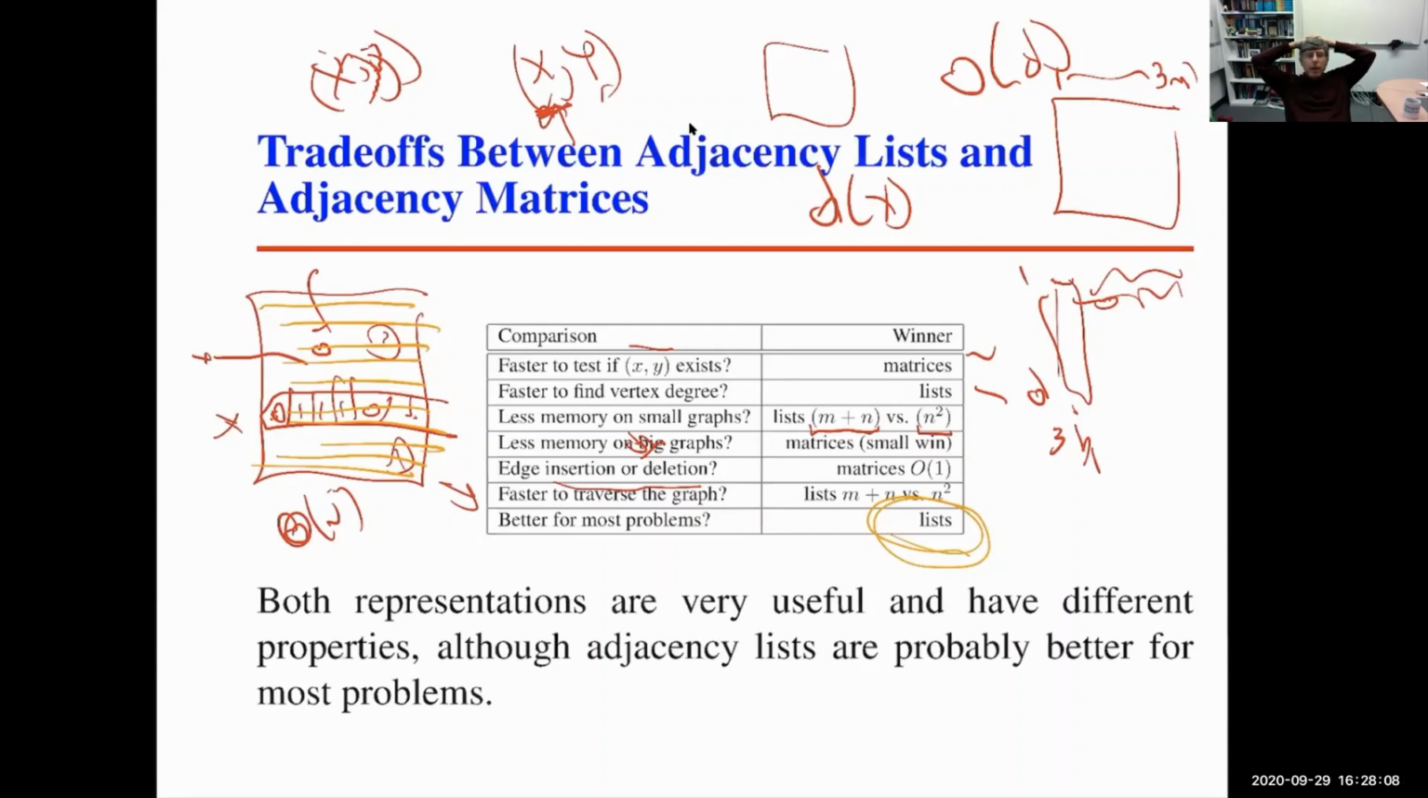Any questions about adjacency matrices or adjacency lists? Any questions about anything else? If not, yes. On the previous slide, can you explain the plus 2m?